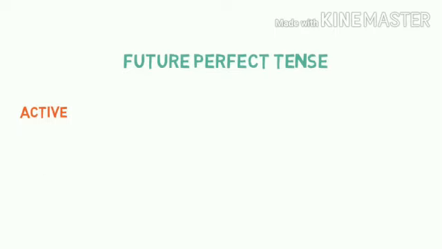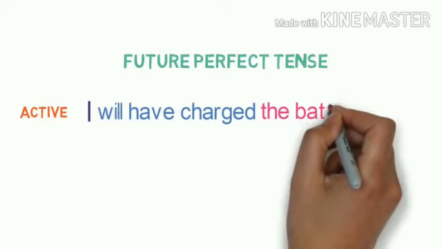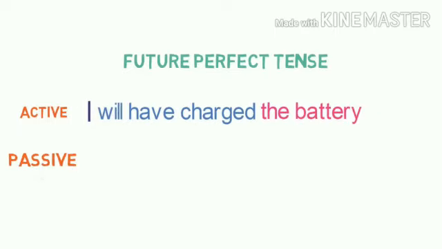Great. Now let's see an example of future perfect tense. So we have to change it. Then the last one is future perfect tense. The active sentence is: I will have charged the battery.